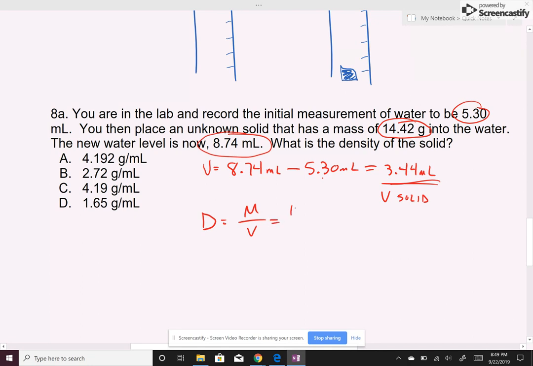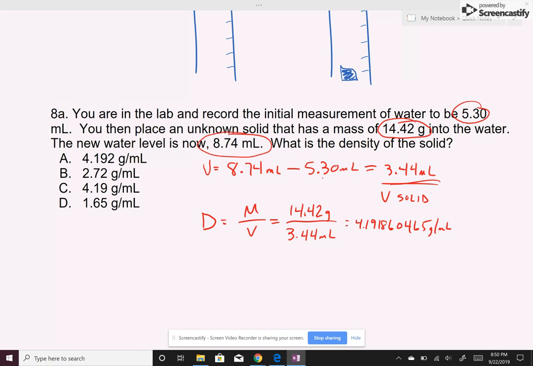Or in this case, the 14.42 grams given from our question divided by the 3.44 milliliters that we just solved for. Now, when we do this and we plug it into our calculator, we end up getting 4.191860465 grams per milliliter. Now, remember, we don't want to record that many numbers as a final answer. And so we need to use our sig fig rules in order to determine what answer is actually correct.